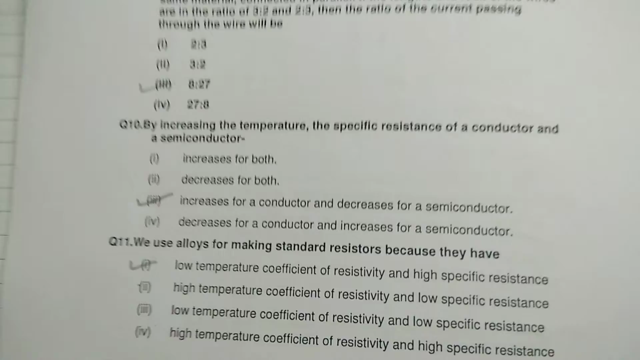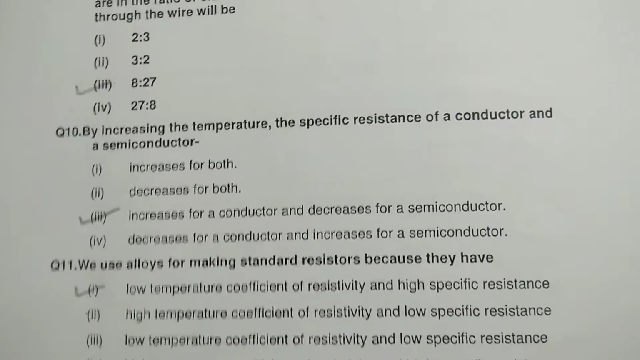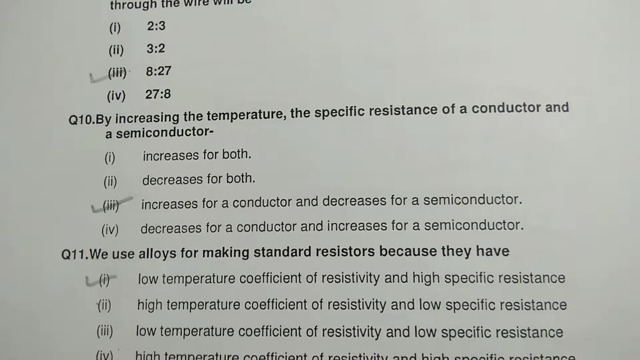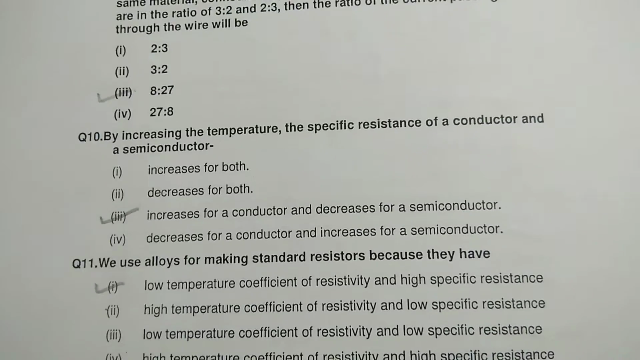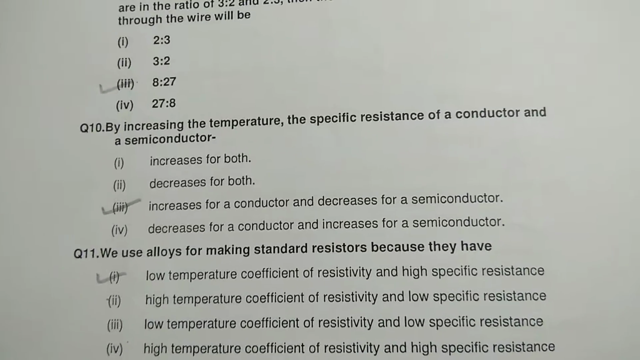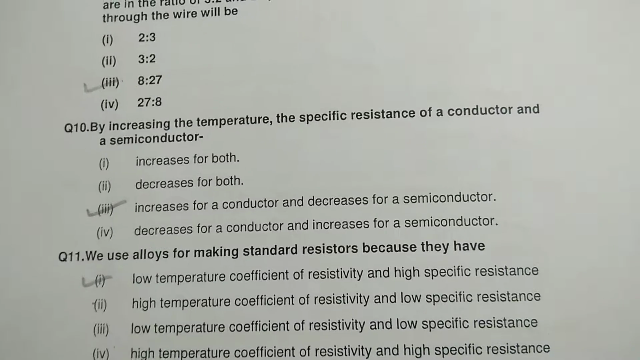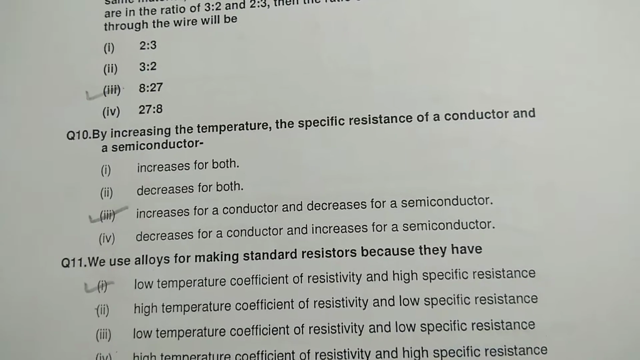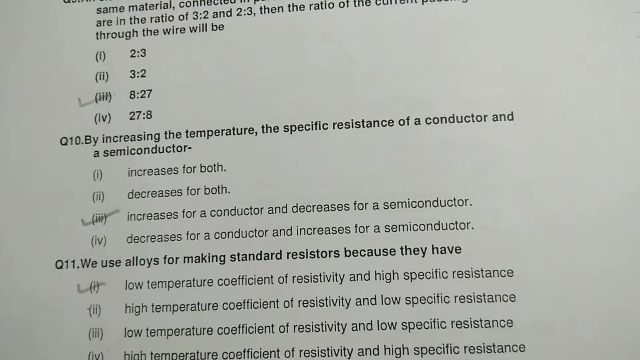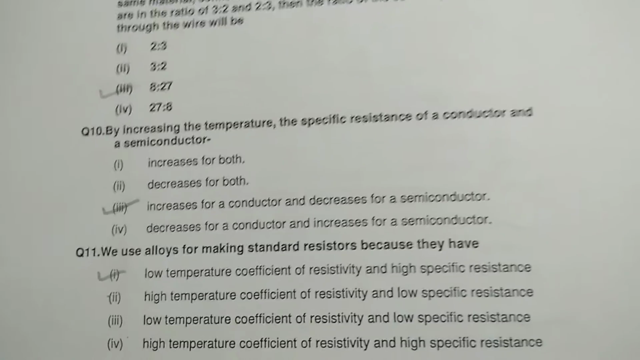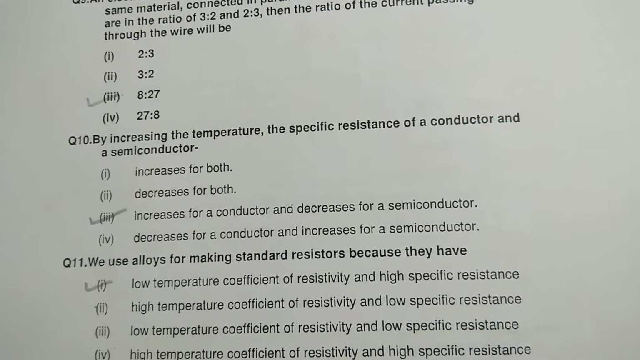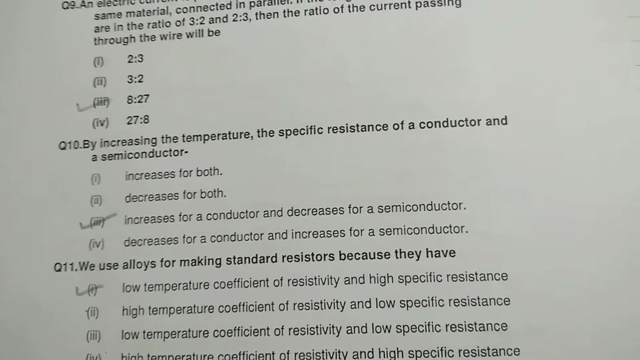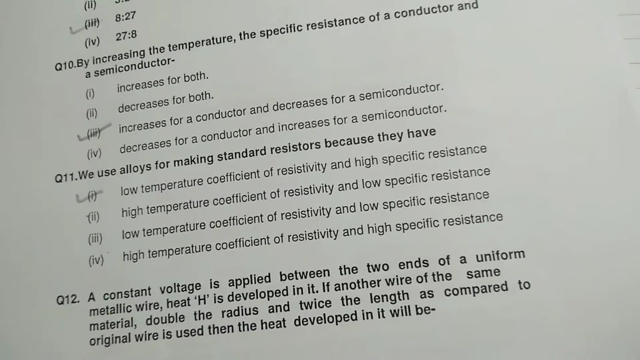Next is, by increasing the temperature, the specific resistance of a conductor and a semiconductor. So obviously the specific resistance of a conductor will increase, but for a semiconductor it will decrease. Why? I will not be able to explain this entirely in this video, but for a semiconductor, by increasing the temperature the resistance decreases so that we get some conductivity. But for a conductor the specific resistance will always increase with the temperature. The answer will be option 3.